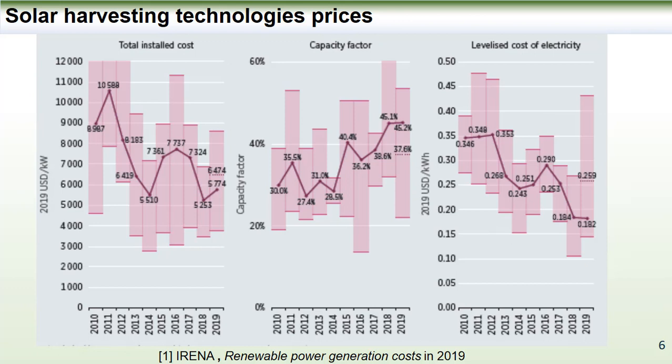Similarly, concentrating solar power has witnessed a decline in its levelized cost of energy due to the same factors. Consequently, over the last 10 years, the share of electricity generated from renewable energies has risen from around 1% to around 10% around the world.